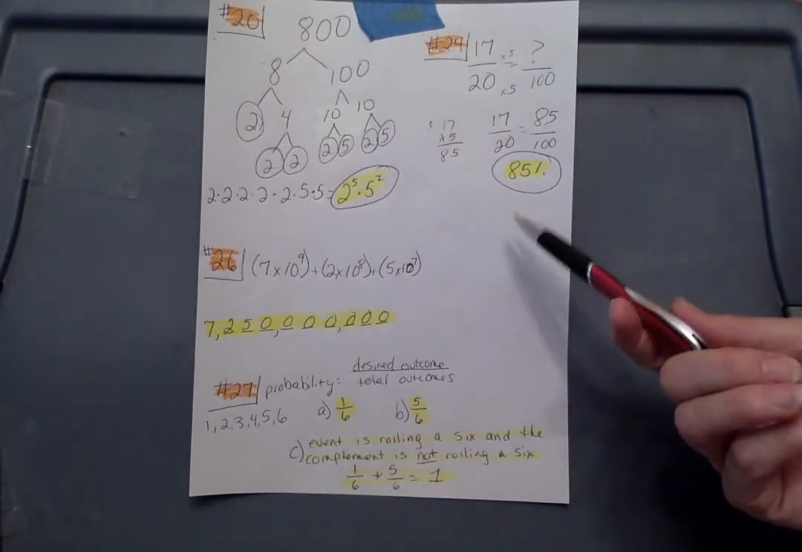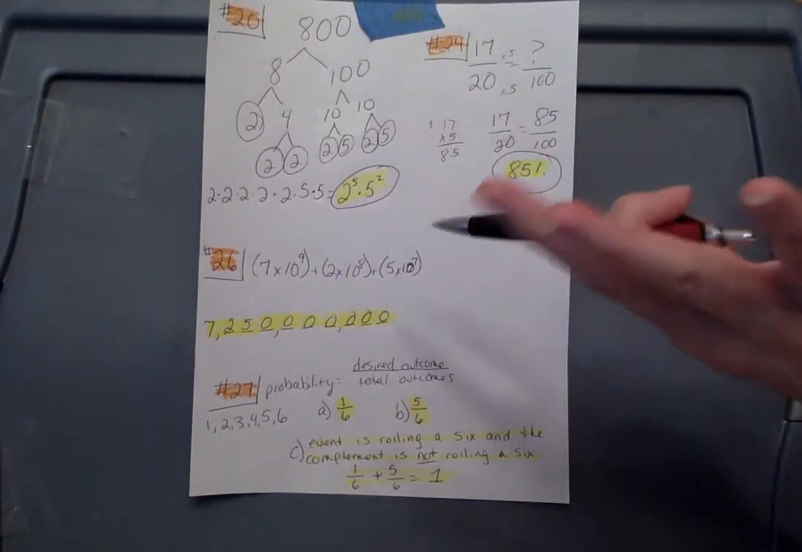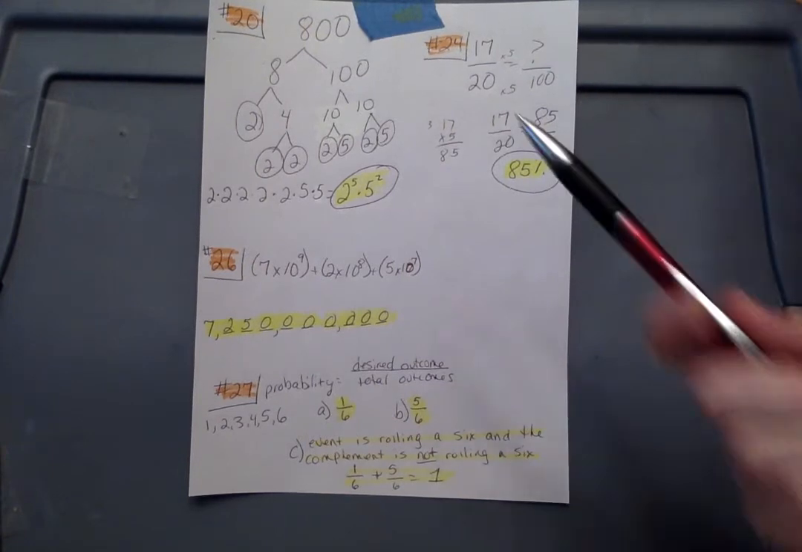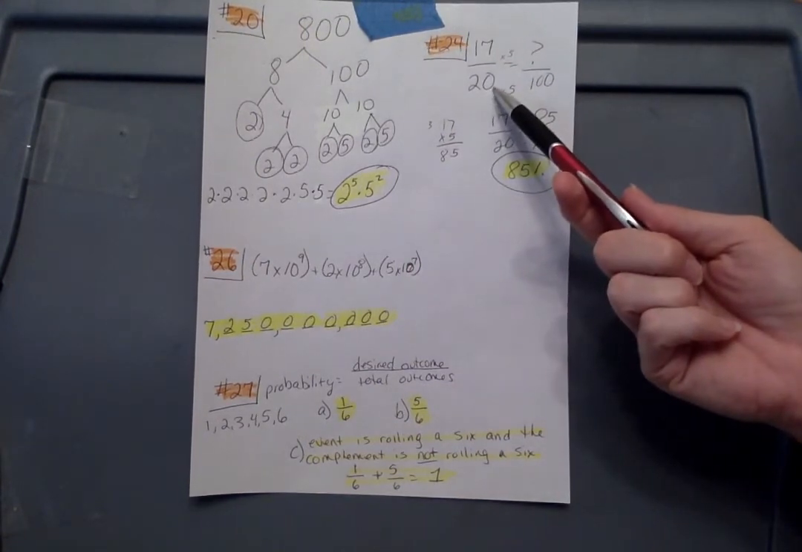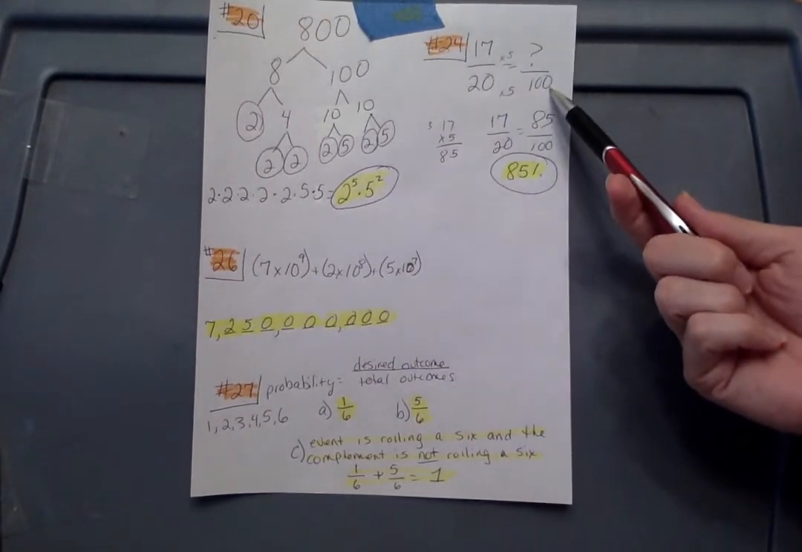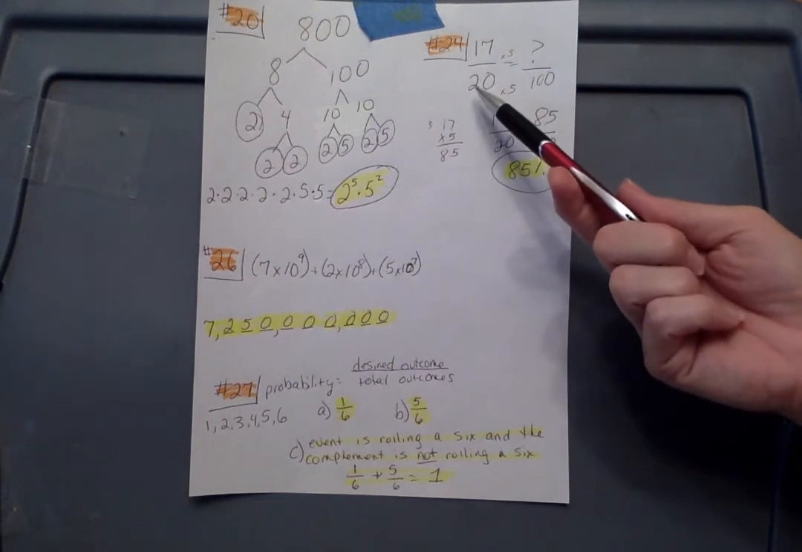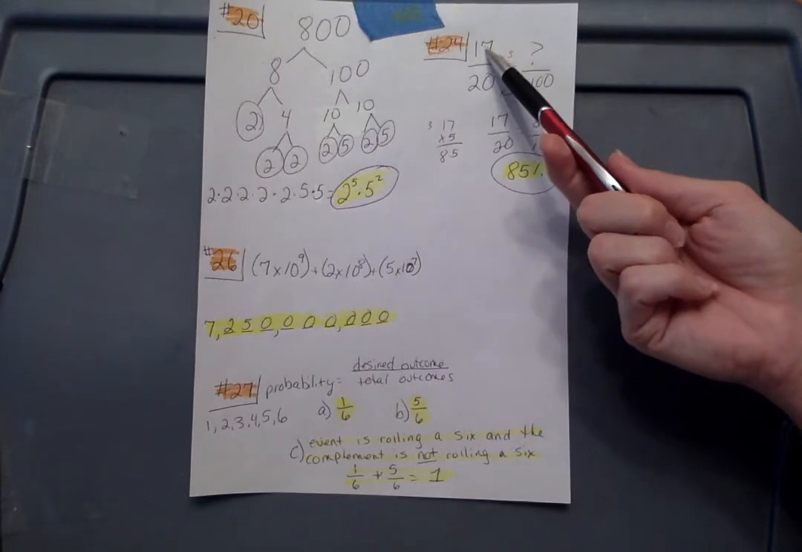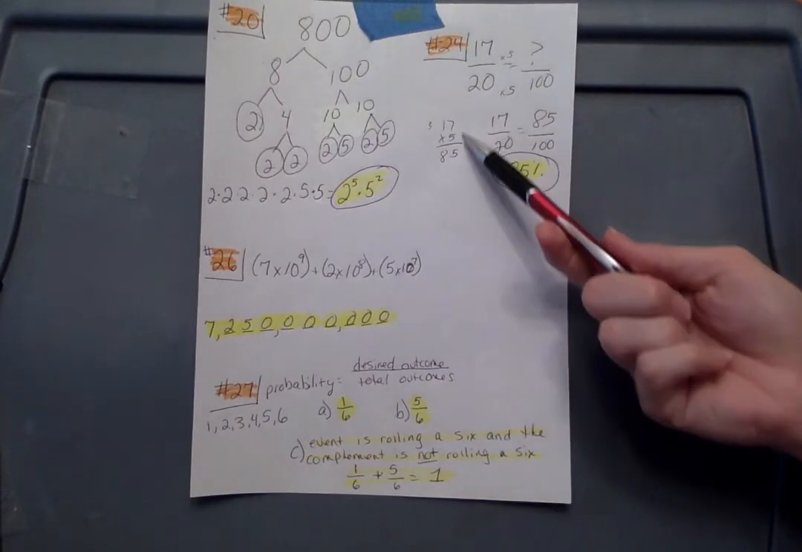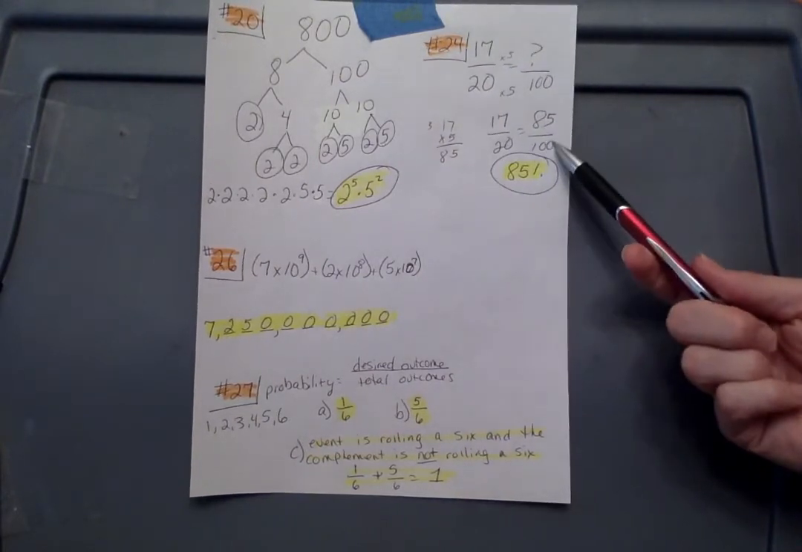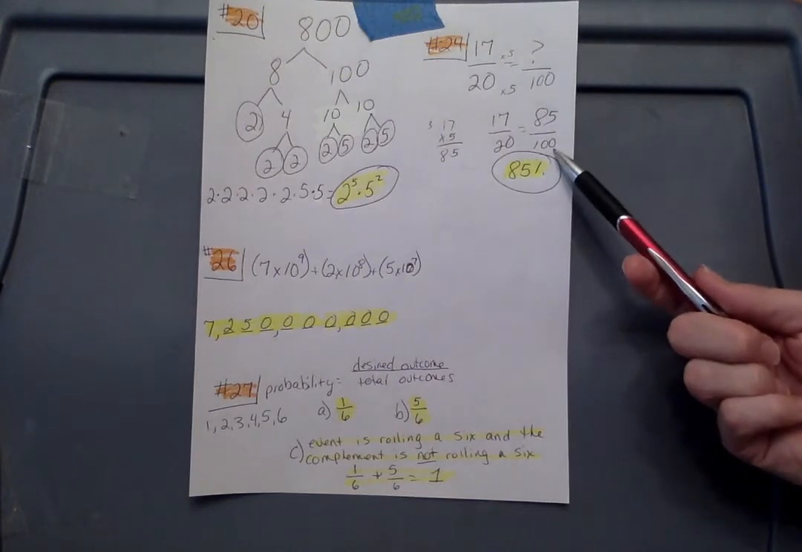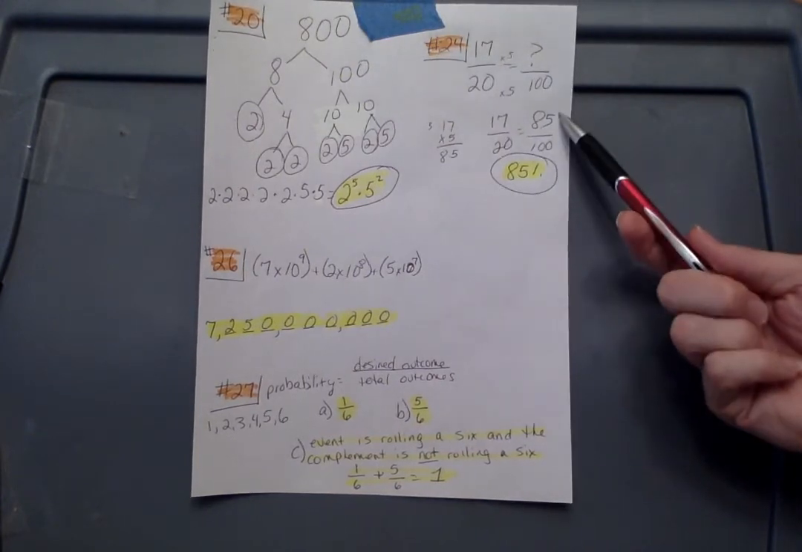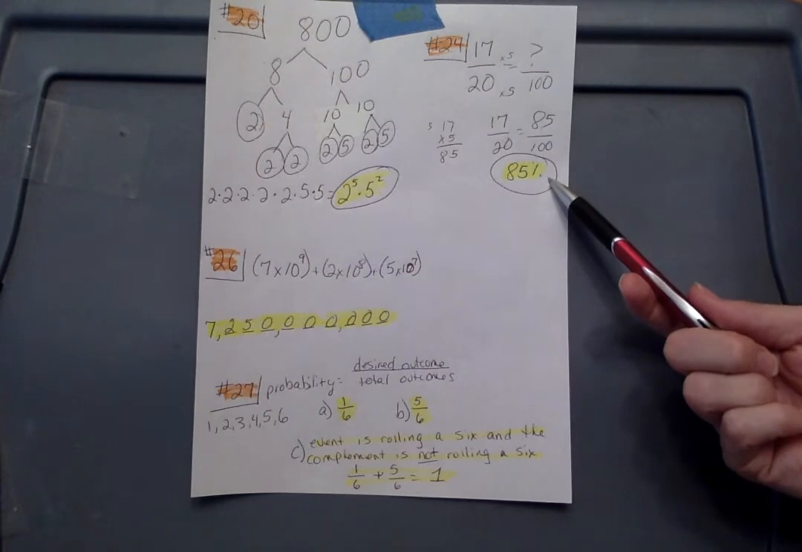Number 24 says 17 over 20 written as a percent. Well, I know that a percent is a fraction with 100 on the bottom, and I know that it's pretty easy to go from 20 to 100 if I multiply by 5. So if I do the same thing on the top, 17 times 5, I get 85. If I have a fraction with 100 on the bottom, the numerator is my percent, 85%.